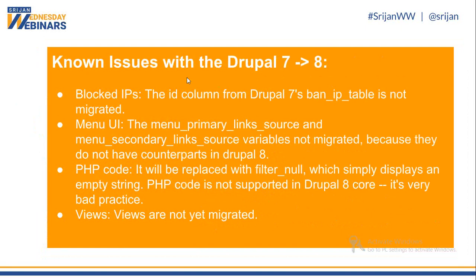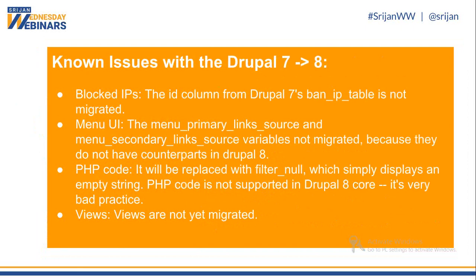Then menu UI, because as you have seen, in Drupal 7 the entire structure for creating menus is entirely different from Drupal 8. So the menu_primary_links_source and menu_secondary_links_source variables are not migrated, because they don't have counterparts in Drupal 8. And PHP code will be replaced with filter_null, which simply displays an empty string. And PHP code is not supported in Drupal 8 core.